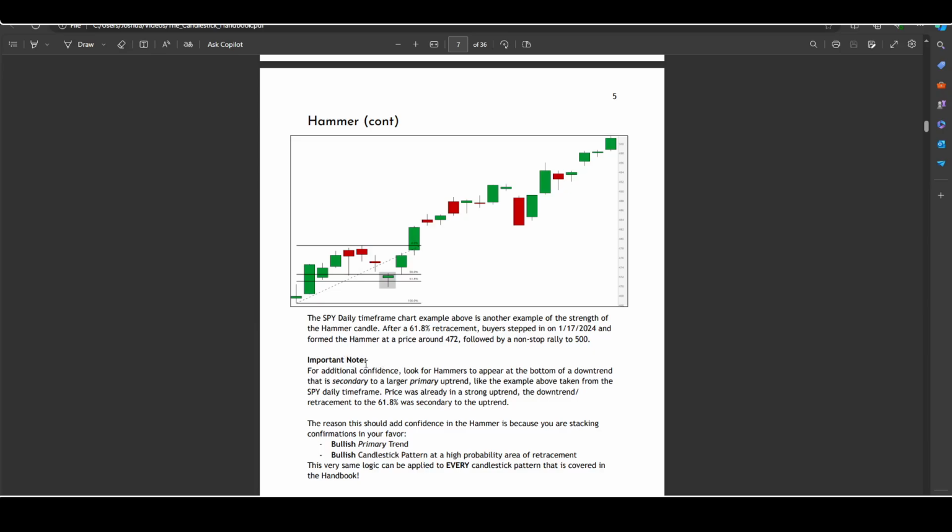Important note, for additional confidence, look for hammers to appear at the bottom of a downtrend that is secondary to a larger primary uptrend. So you're not always looking for the first test. You're not always looking to take every single hammer you see. You really want to wait till you get that higher low. The reason this should... Oh, my bad. I skipped a part. Price was already in a strong uptrend. The downtrend retracement to the golden pocket was a secondary trend to the uptrend. I like that he put that too.